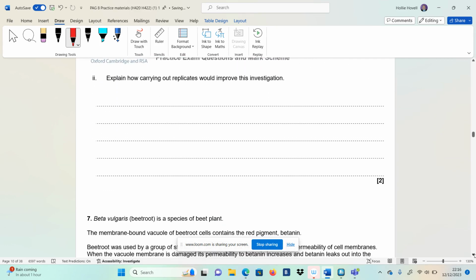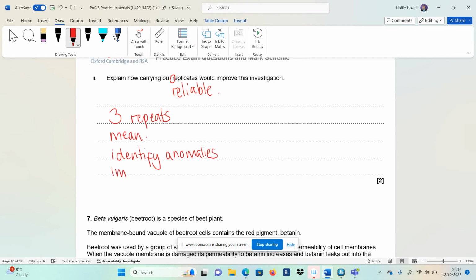Explain how carrying out replicates would improve this investigation. So this is something we just need to learn. So I always say that repeats make it reliable. Okay. So why do we carry out repeats? So anything to do with repeats, we always do 3 repeats so that we can calculate a mean, so that we can identify anomalies. If we do it 3 times, we can see if one of them is really different to the others.